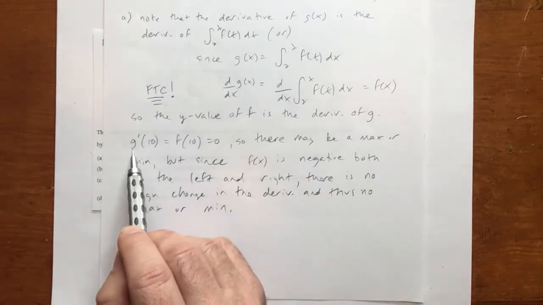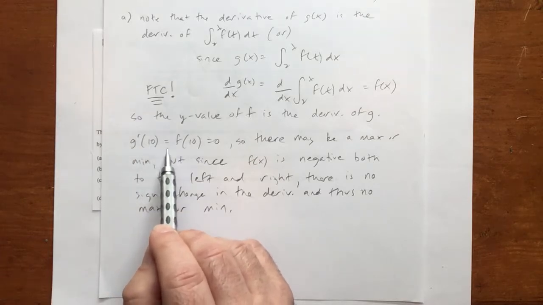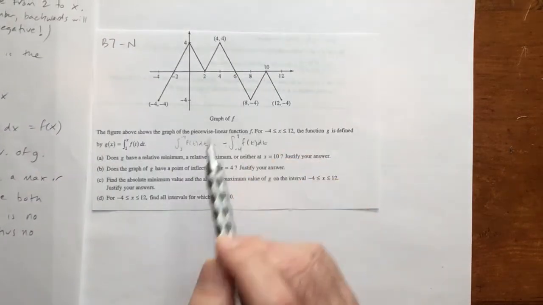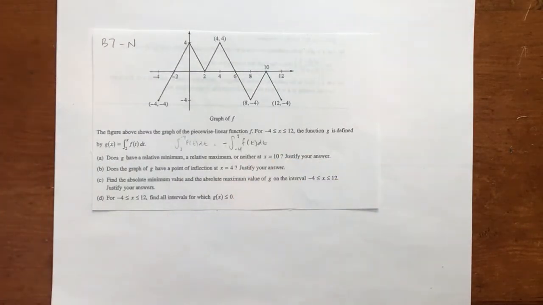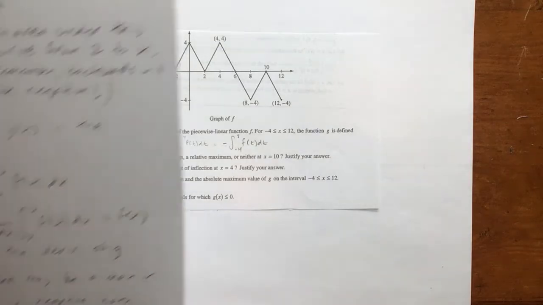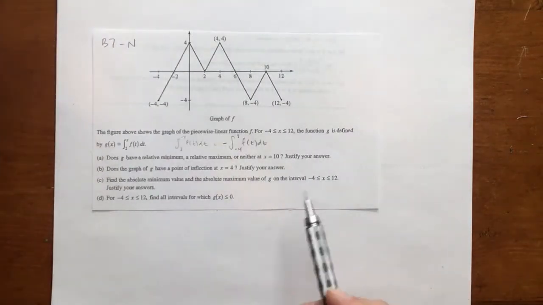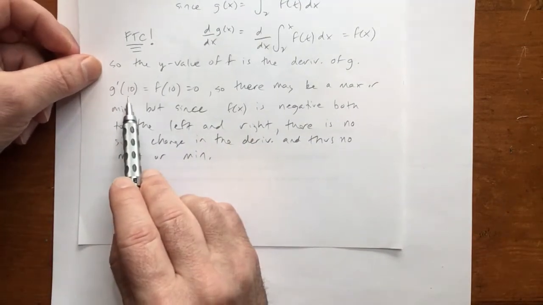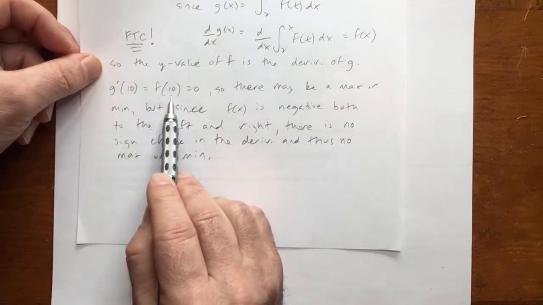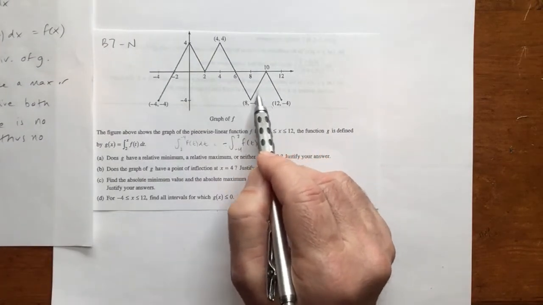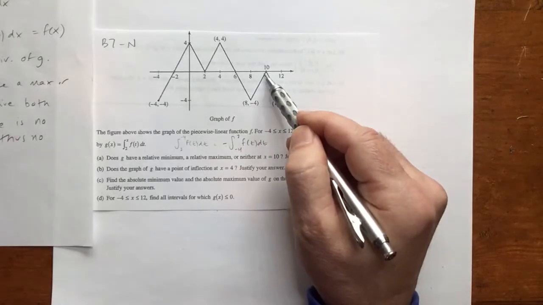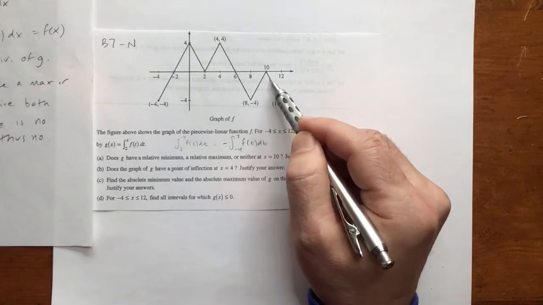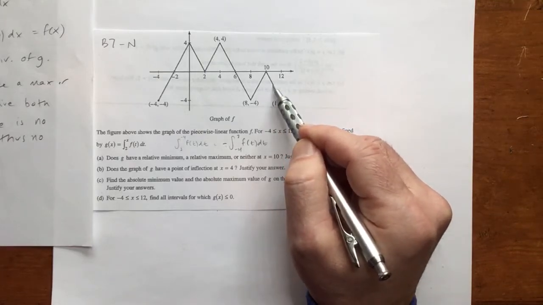So the derivative of g at 10 is equal to the y value of f at 10, and we look back at the picture, the y value is 0. So the slope of g at x equals 10 is 0, and so it's possible. Maybe there is a min or a max. But since the derivative of g, which is the y value of f, on either side of x equals 10, here the y values are negative, so g's slope will be negative here. Here the y values are negative, so g's slope will be negative here.